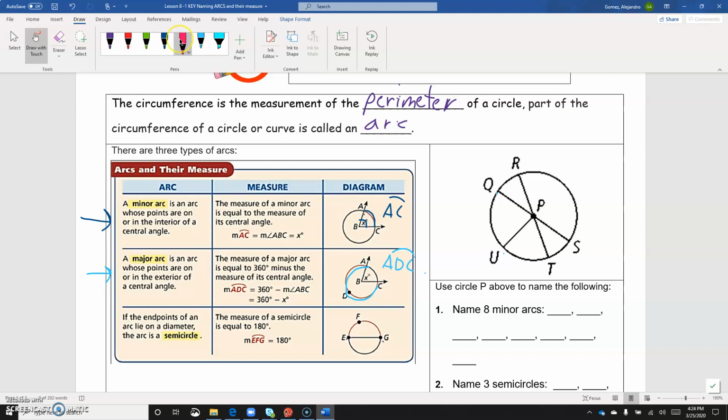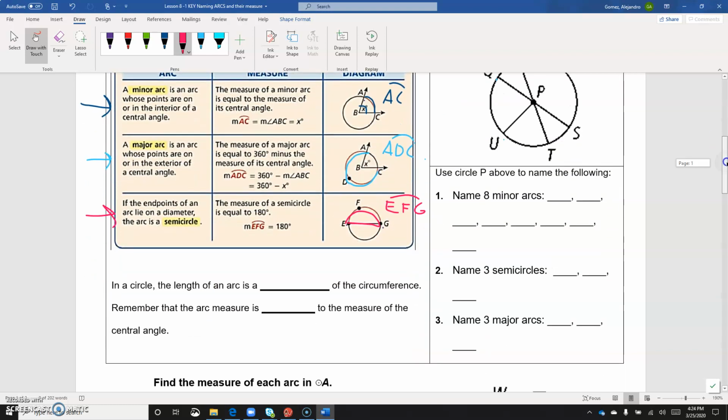And then finally, the last one is what we call a semicircle. If the endpoints of an arc lie on the diameter of a circle, the arc is a semicircle. So look, the semicircle is exactly 180. Notice that it's half of a circle. And we also use three letters, so E, F, G. Semicircle equal to 180.